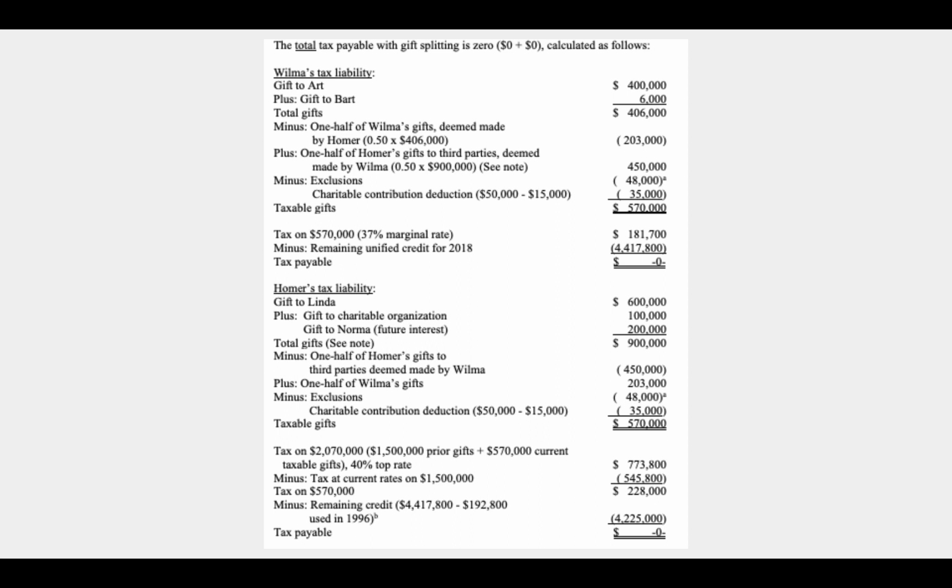And then tax on $570,000 using the tax table. So that's how they got this number. So we went to the unified transfer tax tables and we used them just like we would when we calculated tax on an individual. Her taxable gifts are $570,000. The tax on that is $181,700. And she has a remaining unified credit of $4,417,800. So her taxes payable are nothing. But we reduce her unified credit by $181,700.